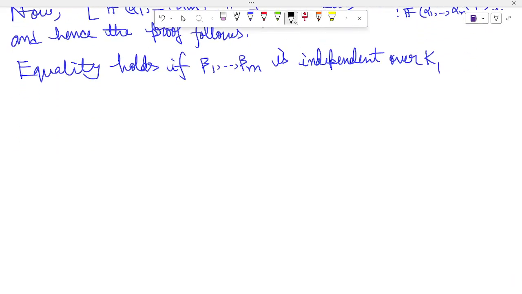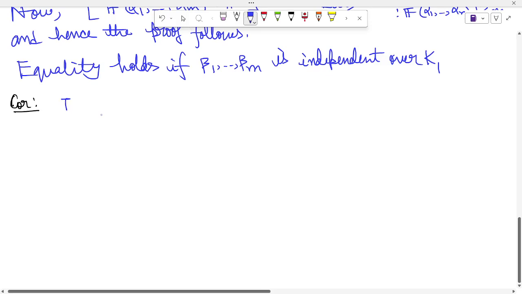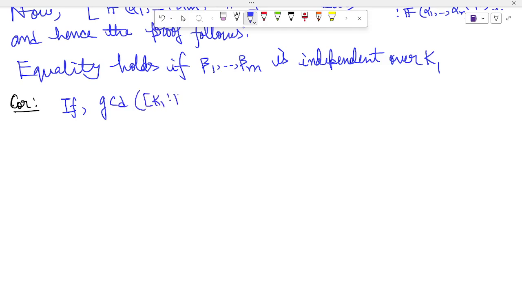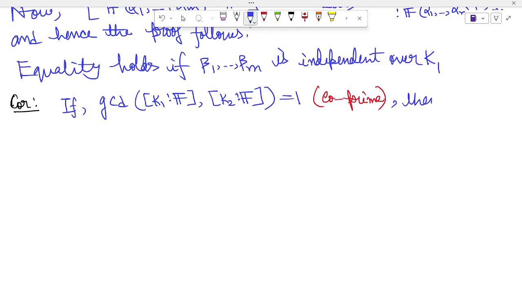So one special case. Ready? So you know the old notations here, right? A1. So if the GCD of the degrees is equal to 1, so I mean they are co-prime, then that is exactly multiplicative.